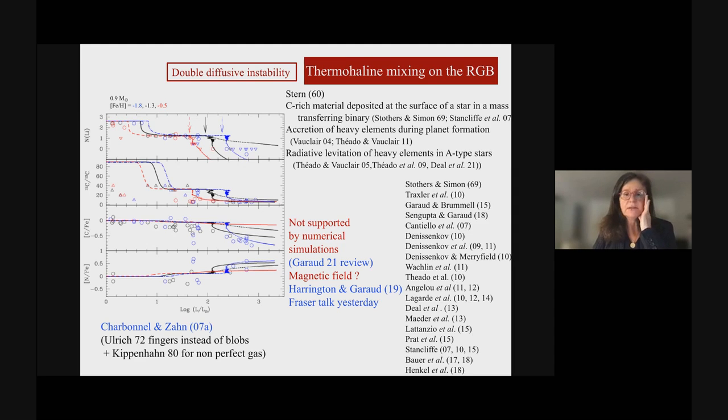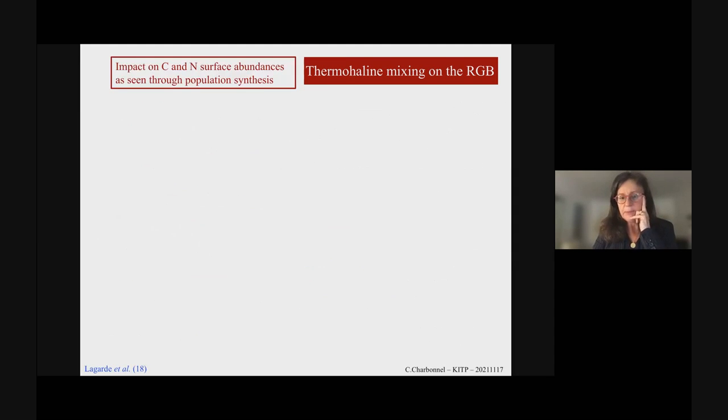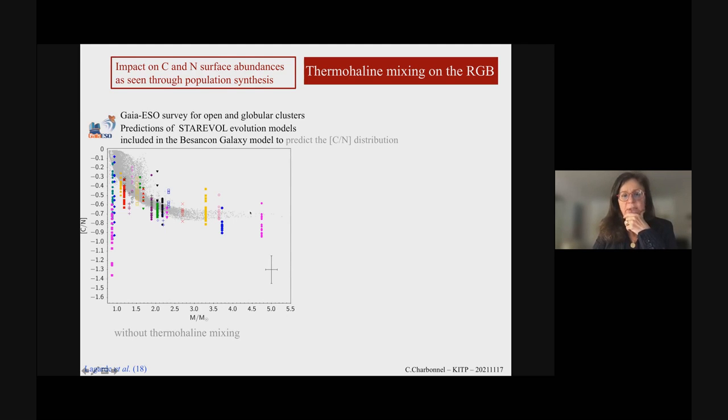It has been attacked by many, many people, but I would like to show you a different angle, actually. If you include thermal mixing in low mass stars, and you include the model predictions into population synthesis models, this is what has been done by Nadège Lagarde, where she predicts for different fields in the galaxy the distribution of C over N. And this is what is shown here in gray, for example. This is for the models with thermal mixing. And all the colors are the C over N abundances which are observed in stars of different open clusters.